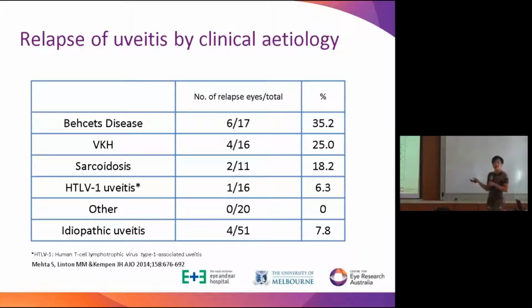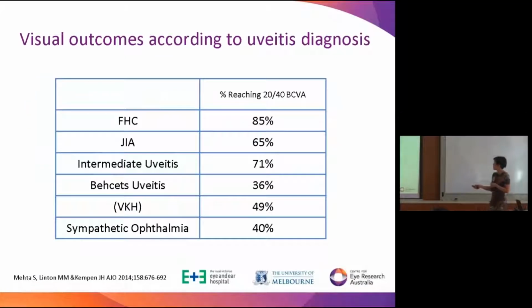These are at high risk of relapse after surgery, and if you look at the visual outcomes, you can see here the poorest visual outcomes are in patients with Behçet's disease. The other ones to look out for are VKH, sympathetic, and JIA. Unsurprisingly, these are the chronic forms of uveitis that we know are associated with poor visual outcomes anyway. So if you're going to do cataract surgery in these patients, beware.